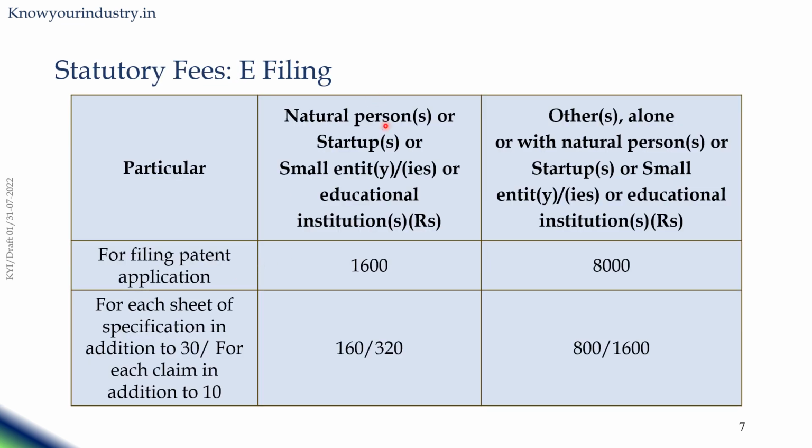Patent filing fee for a natural person, startup, small entity, or educational institution is 1600 rupees. For each sheet of specification in addition to 30, it is 160 rupees. For each claim in addition to 10, it is 320 rupees. For others, for each sheet of specification in addition to 30, it is 800 rupees. For each claim in addition to 10, it is 1600 rupees.